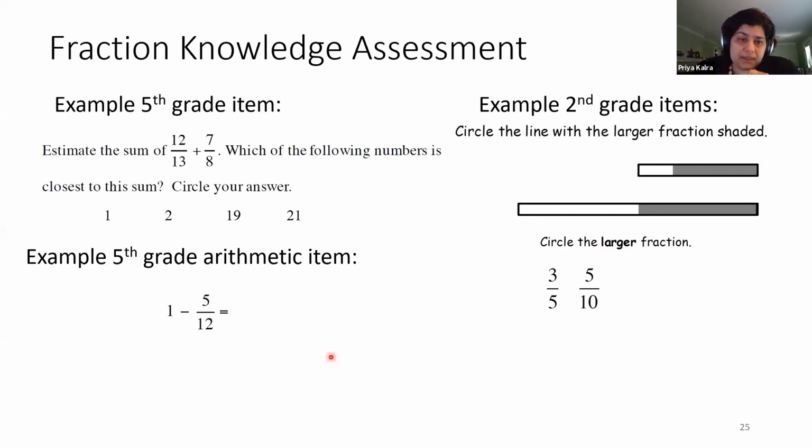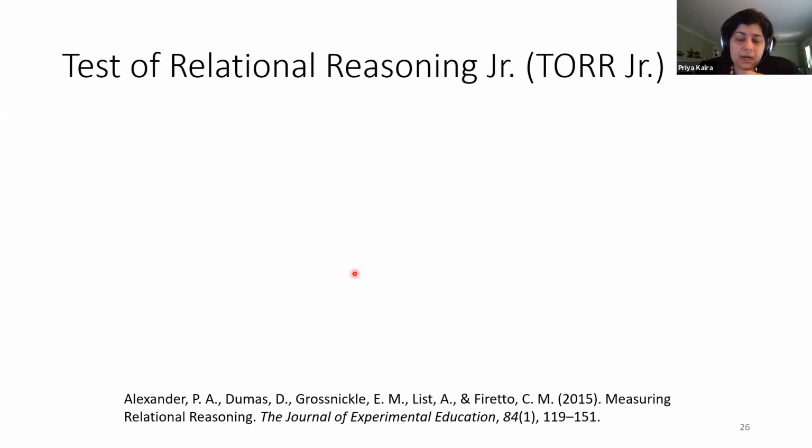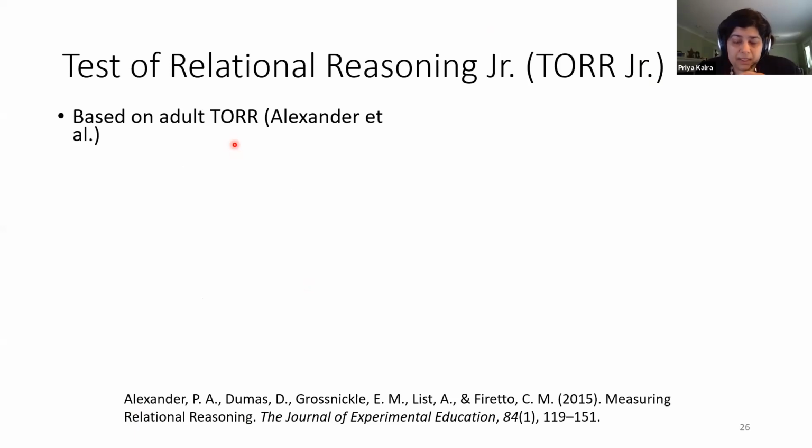So this is what we're considering our measure of fraction knowledge, or facility with fractions. How are we measuring relational reasoning? We are using the Test of Relational Reasoning Junior, which we obtained from these very nice people. There's an adult version of the TORR, and the junior version is very similar to it.